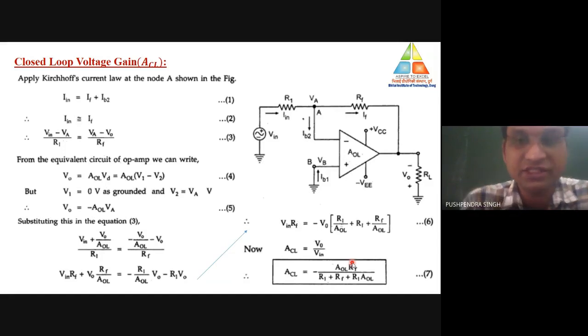So in ideal condition, in case of the inverting amplifier, the value of gain is minus RF by R1. If someone asks you what is the value of closed loop gain in case of the ideal condition of the inverting amplifier, the closed loop gain of the inverting amplifier is minus RF by R1. But in practical condition, equation number 7 is the closed loop gain of the inverting amplifier. So this is closed loop gain.